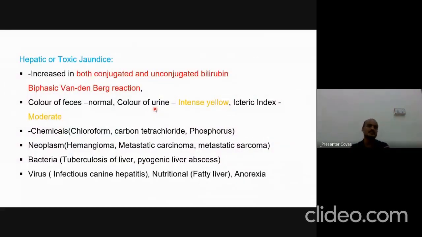Hepatic or toxic jaundice, increase in both conjugated and unconjugated bilirubin is present in this one. So biphasic reaction, we say Van den Bergh reaction. Color of the feces is normal, color of the urine is intense yellow, icteric index is moderate. Chemicals, we see chloroform, carbon tetrachloride, phosphorus, lead to hepatic damage. Neoplasm, hemangioma, metastatic carcinoma, metastatic sarcoma, cause hepatic damage. Bacterial, tuberculosis of liver, pyogenic hepatic abscess. Then infectious canine hepatitis, nutritional.